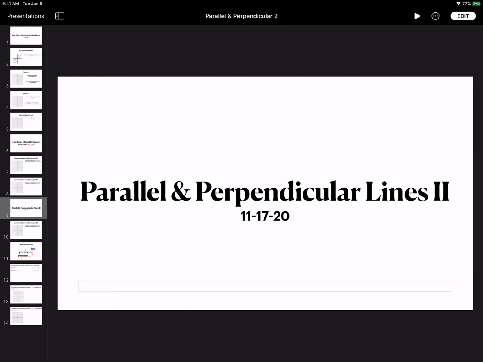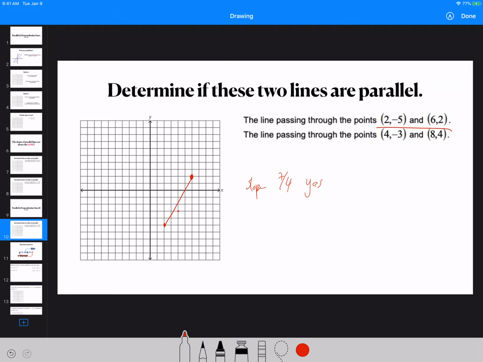Number one, we can probably just plot these, right? So 6 comma 2 and 2 comma negative 5. Well, that's the line that we have. And 4 comma negative 3 down here, and 8 comma 4. So if I were to draw these two lines like this, they do turn out to be parallel. Of course, it's really hard to tell by handwriting it.